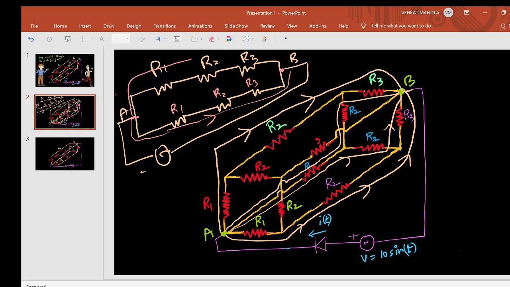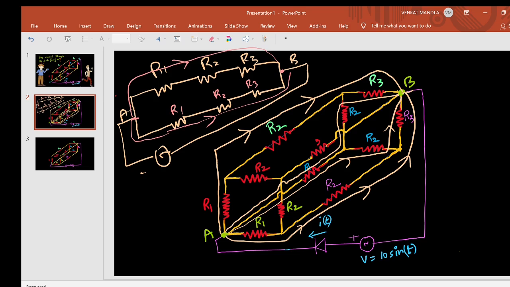This is the second path, A to B. What I encountered in the first path is R1, R2 and R3. The same sequence I encountered in the second: R1, R2 and R3. If we calculate voltages at these points, after R1 I have one node, after R2 I have one more node, after R3 I have one more node. Here also in this path, after R1 I have one node, after R2 one node, after R3 this is the same node only.